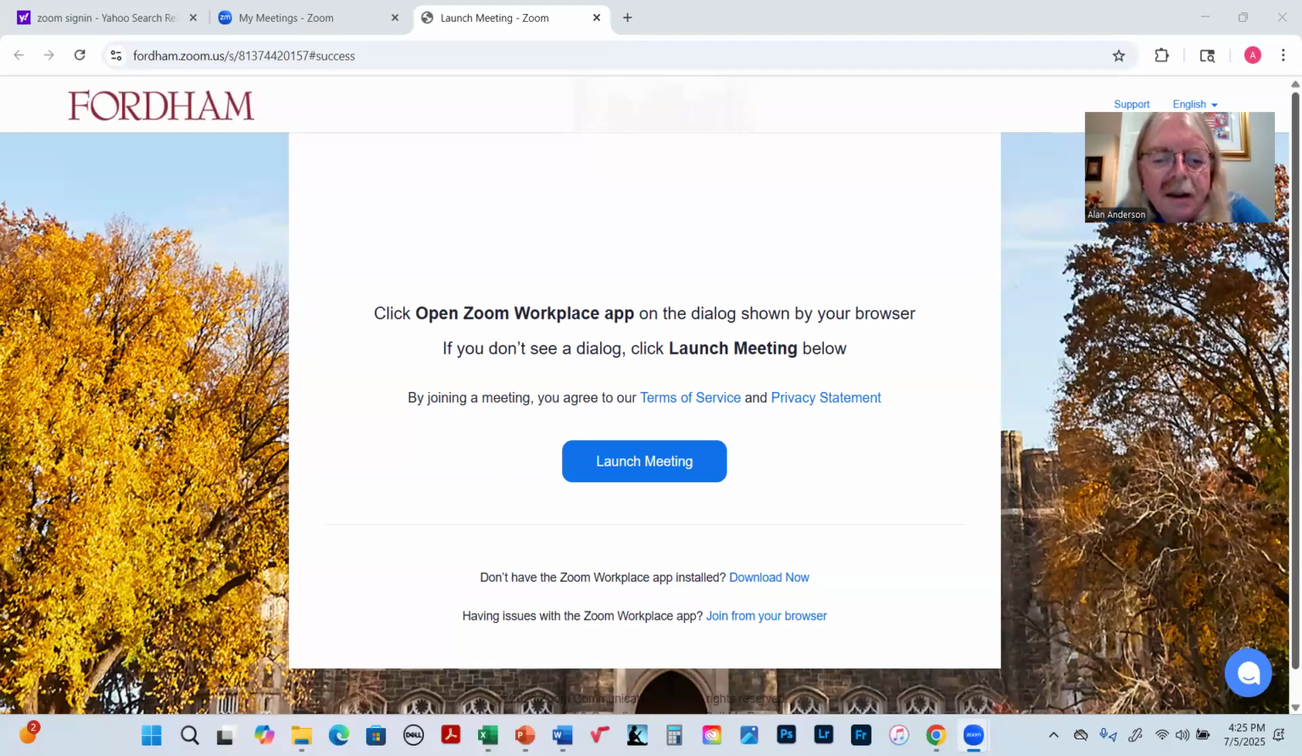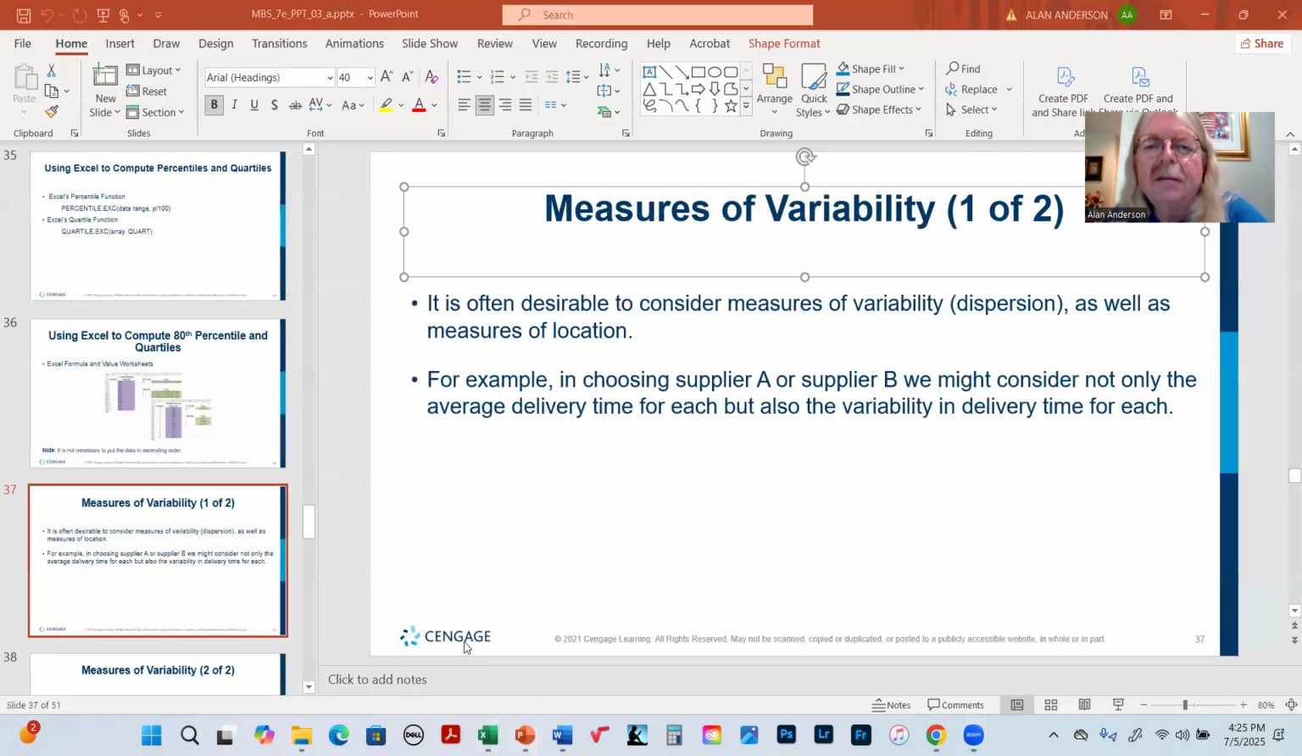Okay, so now we're ready to carry on, and today we're going to take a look at measures of variability. What's different here is that with measures of location, we were looking for the center of our data set. Now we're looking for measures of how spread out the data are from the center. So we need both of these in many cases.